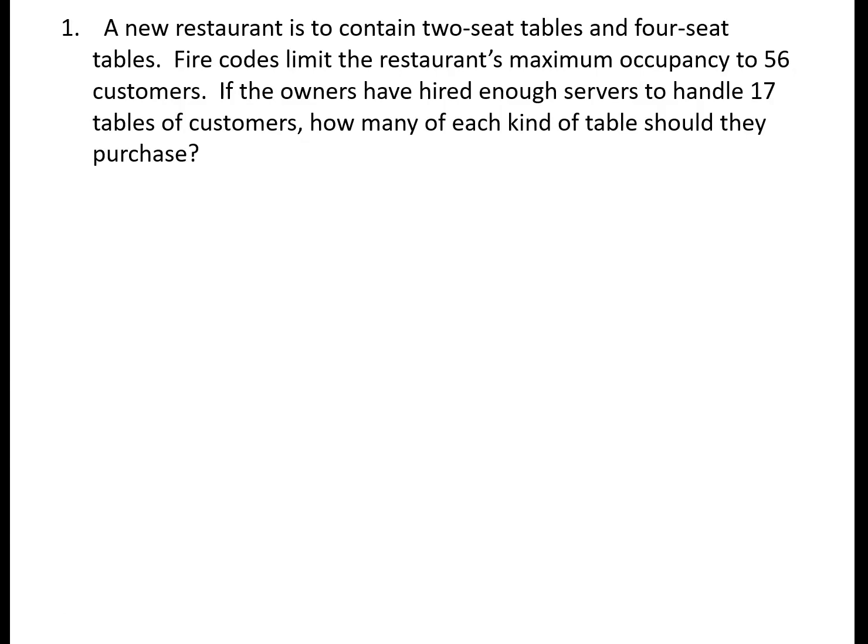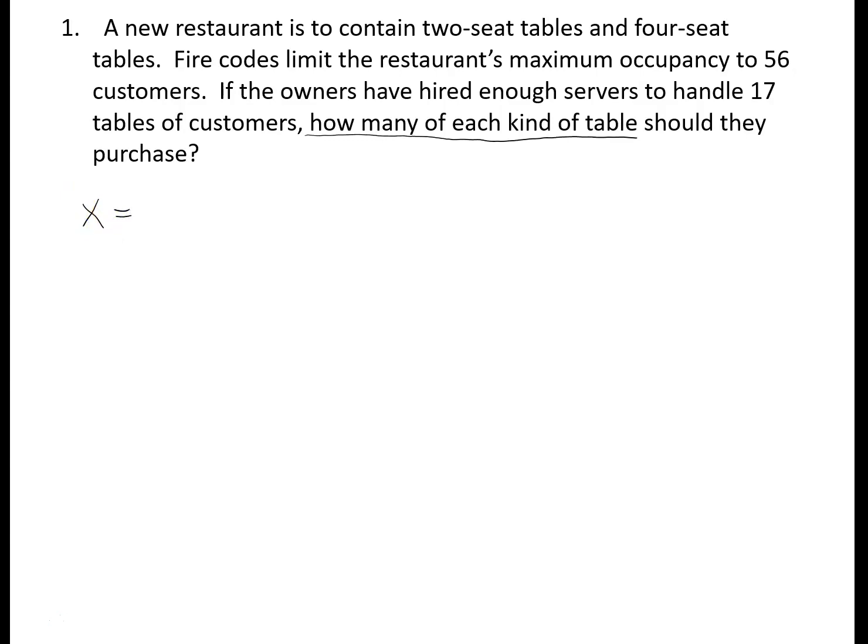So let's read number 1. A new restaurant is to contain 2-seat tables and 4-seat tables. Fire codes limit the restaurant's maximum occupancy to 56 customers. If the owners have hired enough servers to handle 17 tables of customers, how many of each kind of table should they purchase? Oftentimes it's that very last sentence, how many of each kind of table, that tells you what you're looking for, okay? So use variables to represent that.